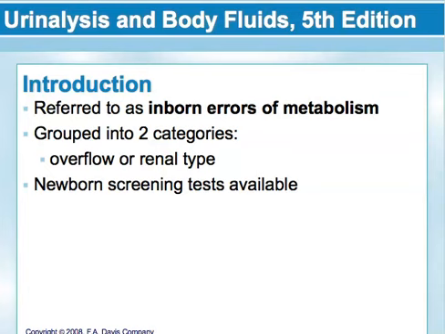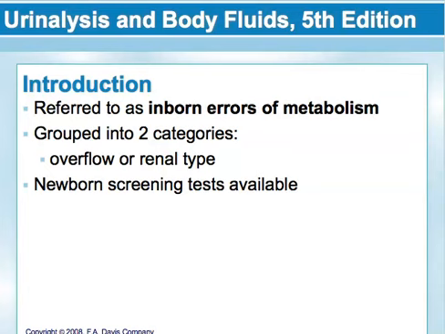With overflow, the normal metabolic pathway is disrupted, which causes increased plasma concentrations of unmetabolized substances, which overrides the reabsorptive capacity. So this is usually seen in carbohydrates, fats, and proteins. And then the renal type is due to tubular malfunctions.